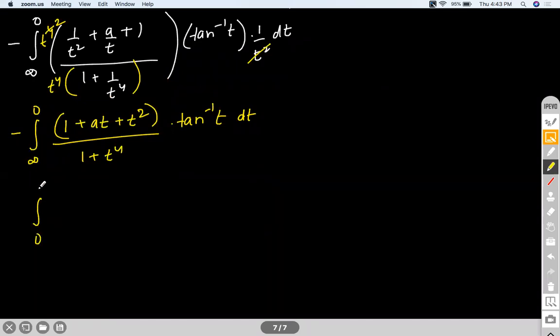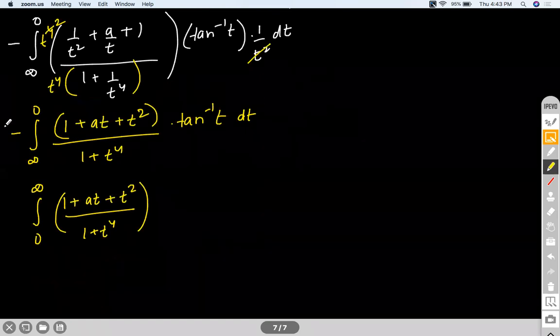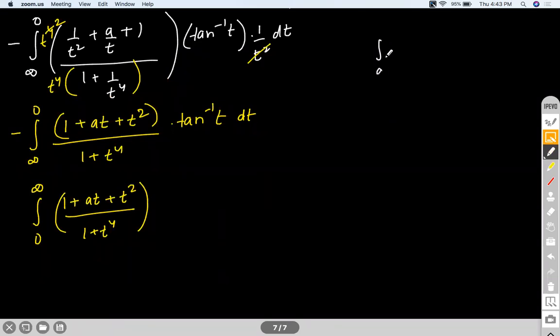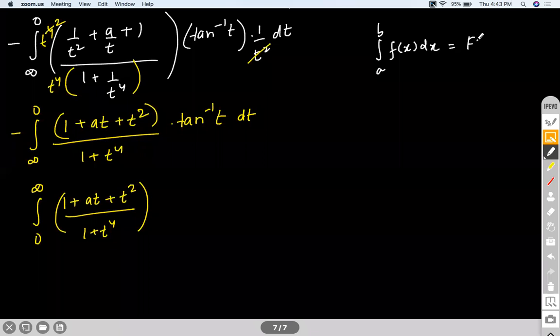Now, if I swap the position of this limit, I can get rid of this negative sign, right? Because there's a property which I'm going to talk about in a couple of minutes from now. If you swap the position of the upper and the lower limit, your integral is going to become the negative of the previous one. It's very obvious because, let's say I'm integrating a function from a to b, my answer would be f of b minus f of a, correct?